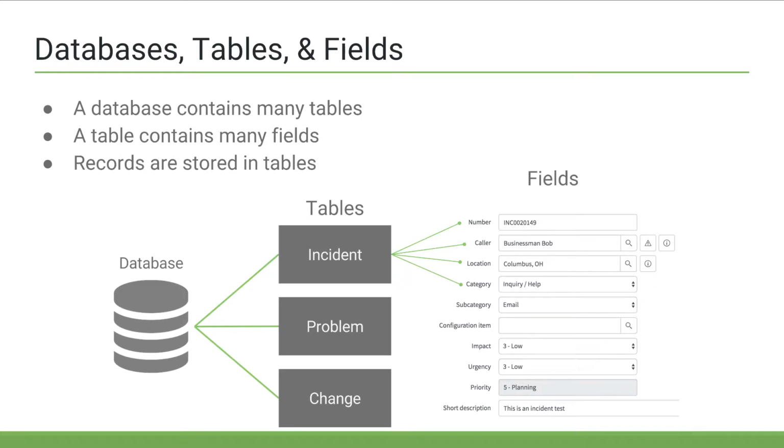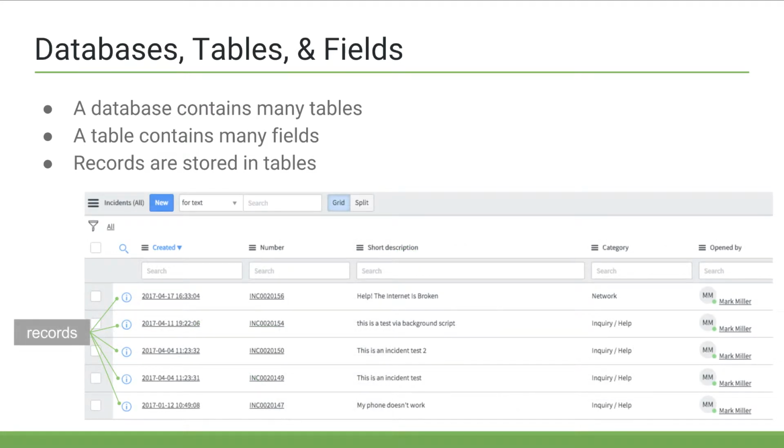Records are stored in tables. So in the screenshot below, we have a list of records that are stored within the incident table. The columns in this screenshot represent the fields on the incident table. So by looking at this list, we can see that the incident table has the fields created, number, short description, category, and opened by.